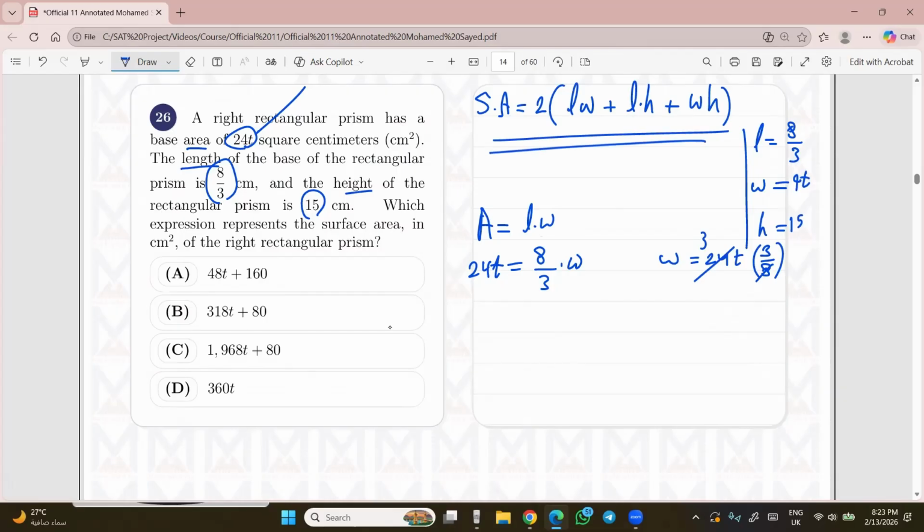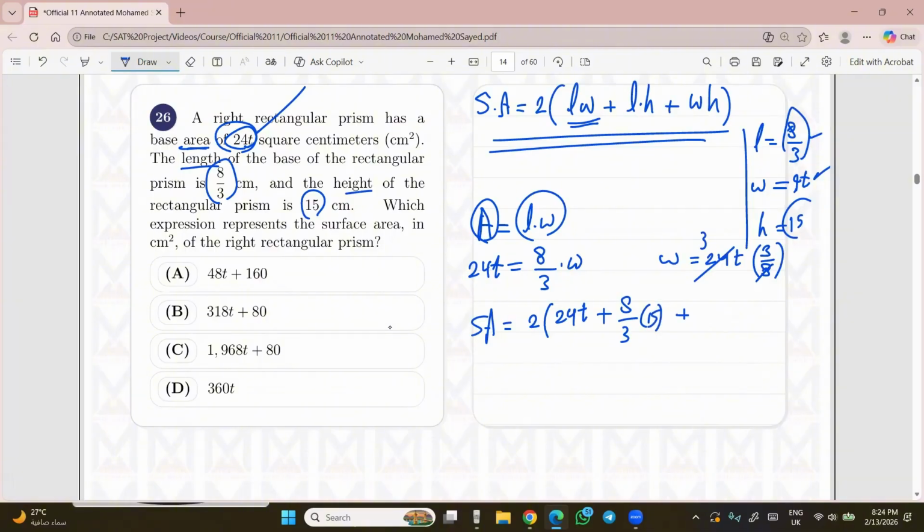Now we get to this equation again. So the surface area is equal to 2 times length times width. And for length times width, no need to substitute here, because length times width is the base, which is already given, 24t. Or if you want to check, you just multiply these and you get the same answer, 24t, which is the same as the area of the base. 24t plus L times h, 8 over 3 times 15, plus W times h, 9t times 15.